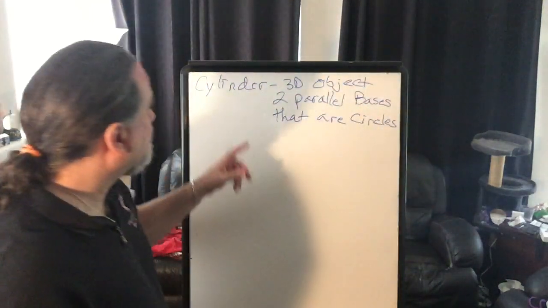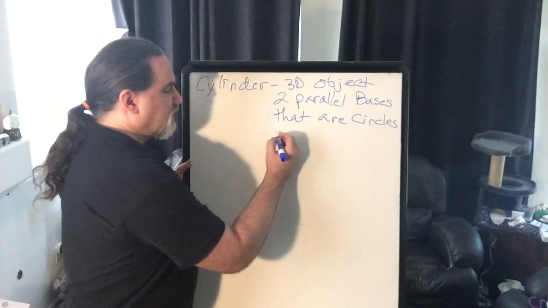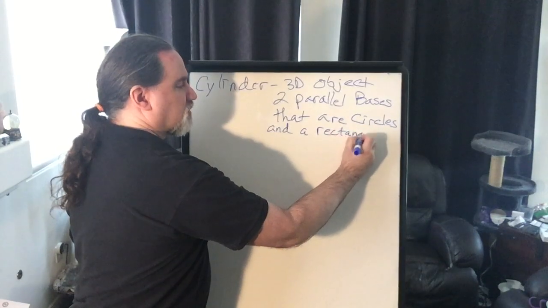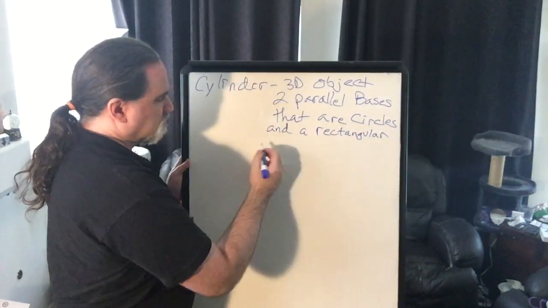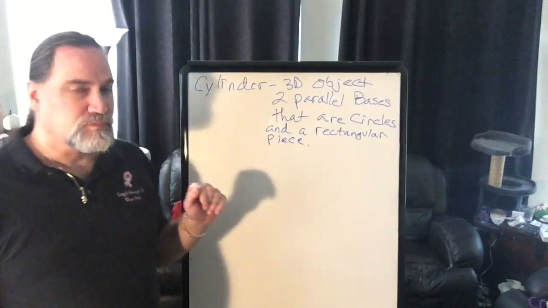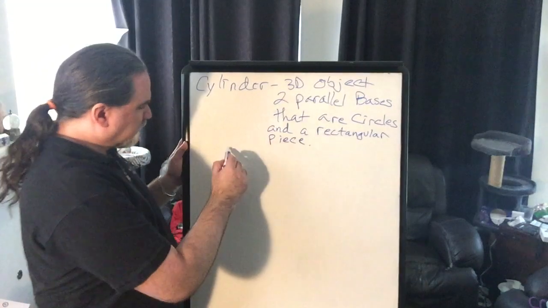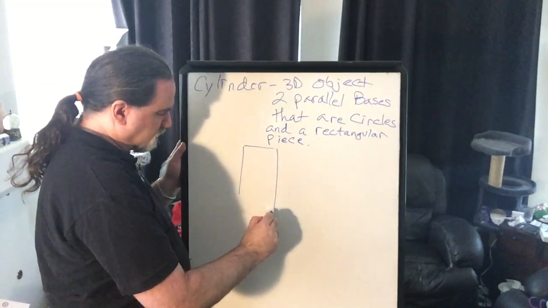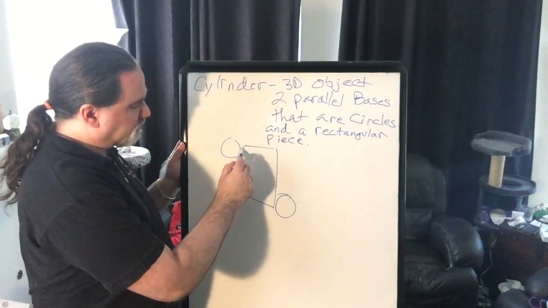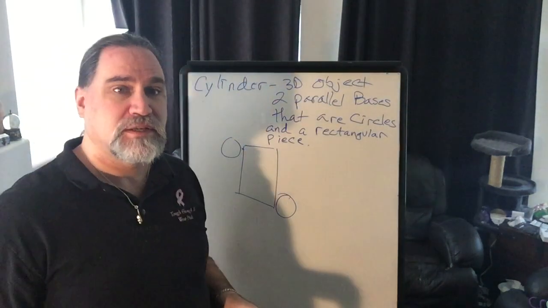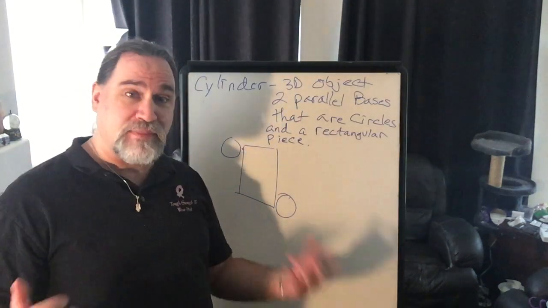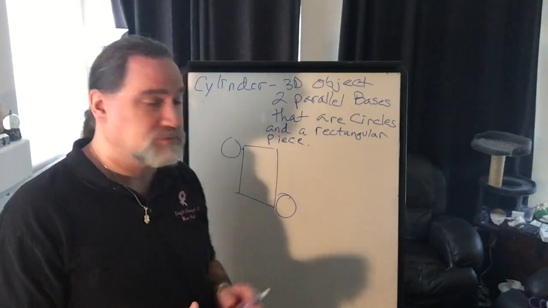So two parallel bases that are circles and a rectangular piece. Let's just call it a piece. If we unfold it, it looks like this. A rectangle and then a circle on one end and a circle on the other, and they would be touching. But that's what it looks like if we unfold it and lay it flat. That piece of paper and that end that I just popped off to show you.